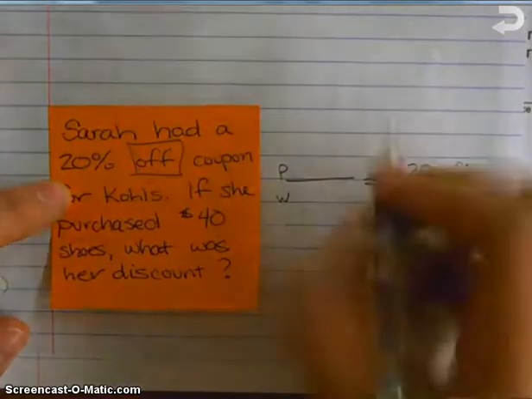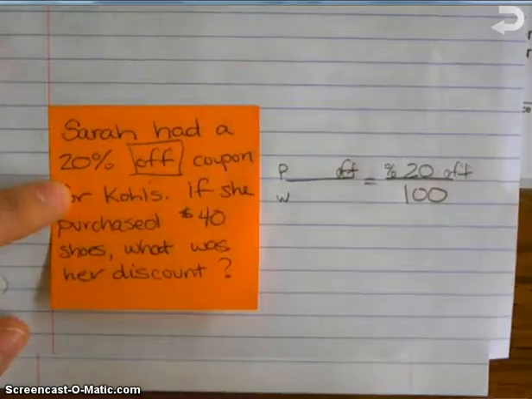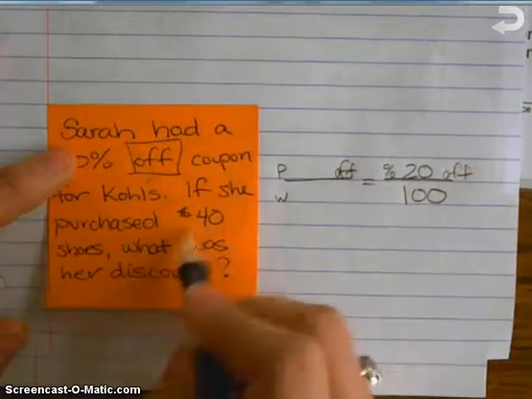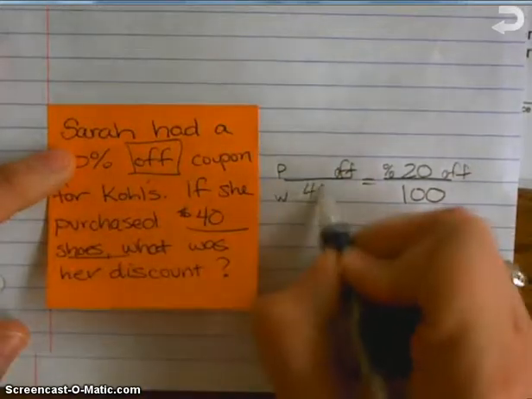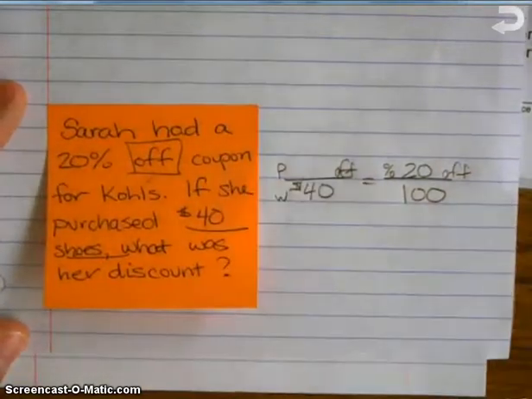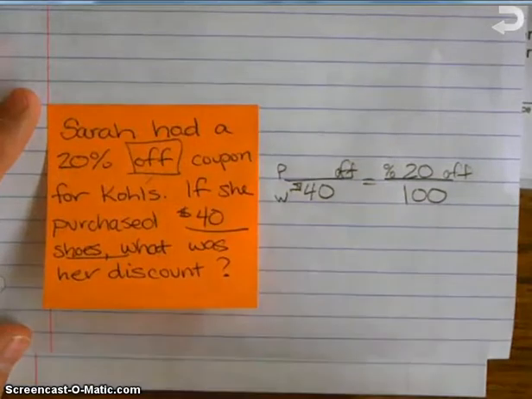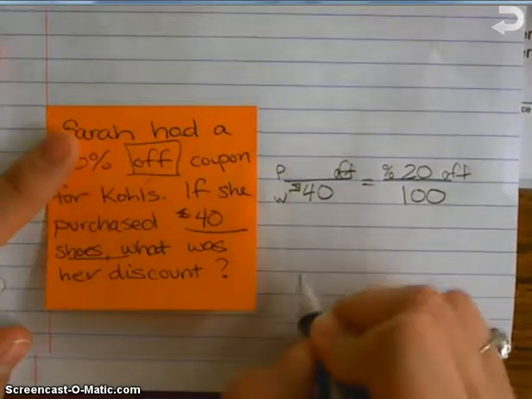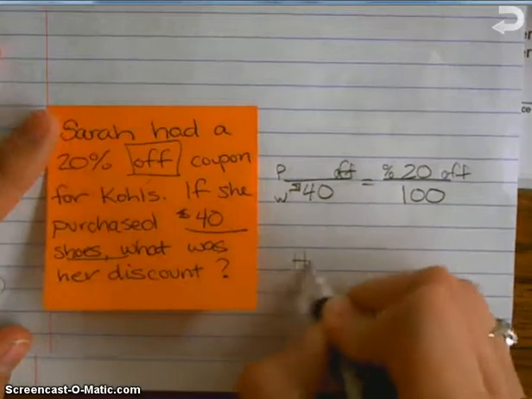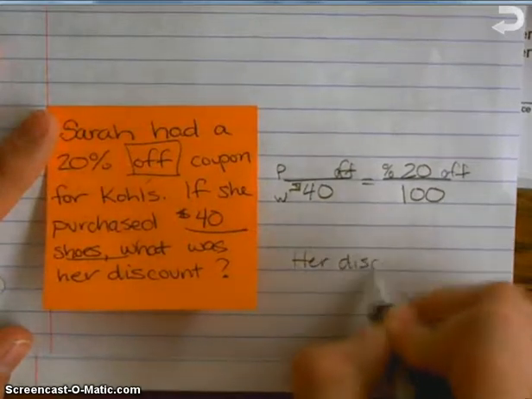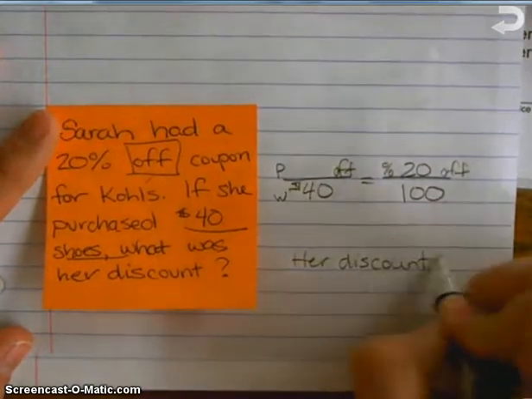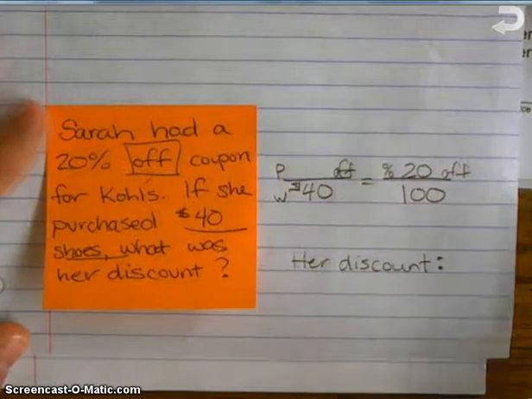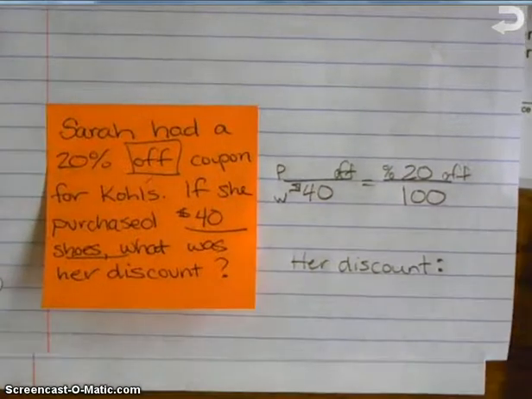That means the part has to be the dollars off, and the whole is the price of her shoes. I would like you to finish this proportion and include it in your whisk as one of your answers. What was her discount? We're looking for her discount, and this should be included in your whisk. Answer this question for me, please. Make sure you write it in a complete sentence. All right?